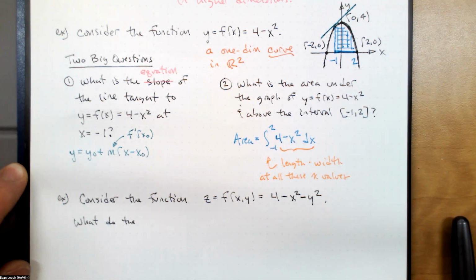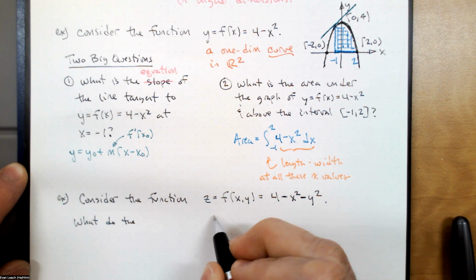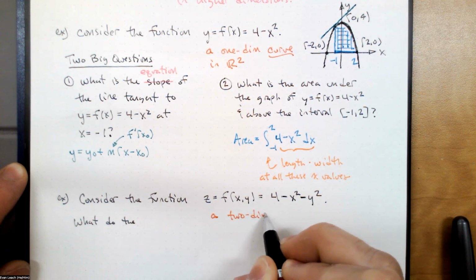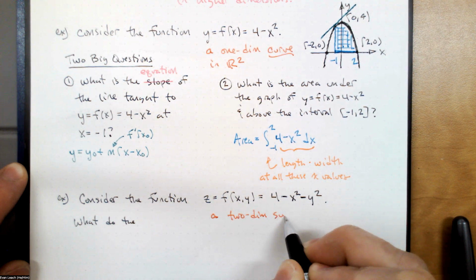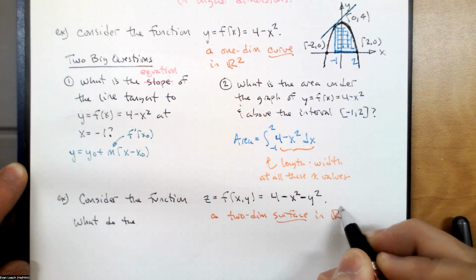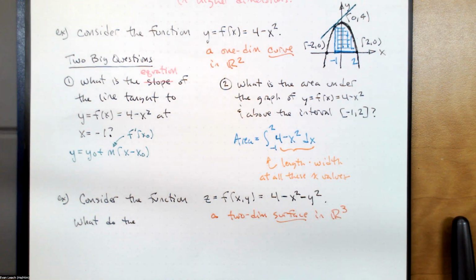First of all, now we're dealing with a two-dimensional surface in R3. So I've gone from asking the questions about a one-dimensional curve in R2 to a two-dimensional surface in R3. And this is what we're thinking about today. What do the two big questions look like when applied to this function?